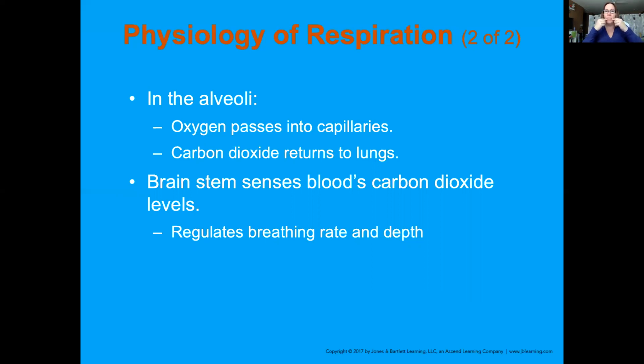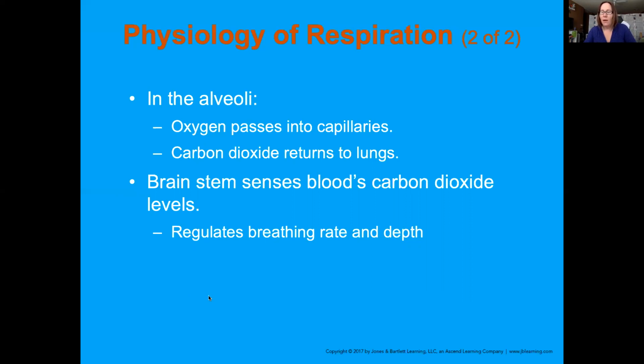We create a pressure by putting our lips together. That PEEP keeps the alveoli inflated longer. If somebody's in respiratory distress, we can use that CPAP. All right, so in the alveoli, oxygen and carbon dioxide exchange.